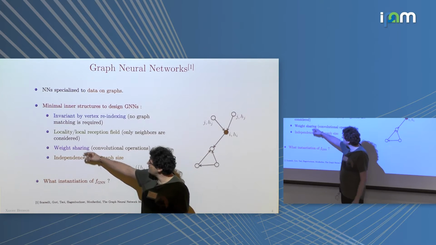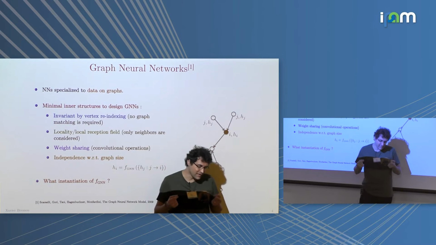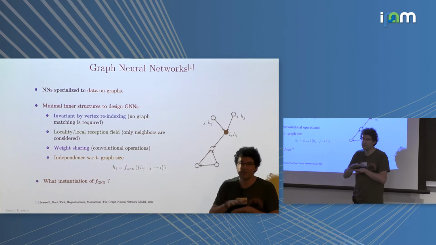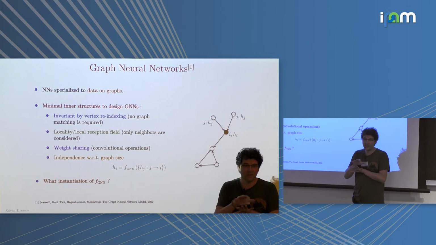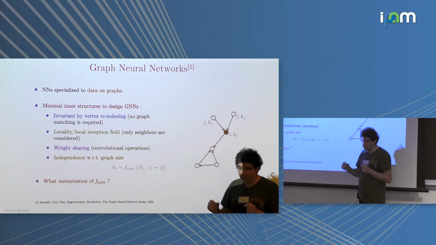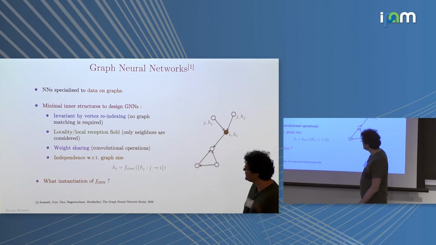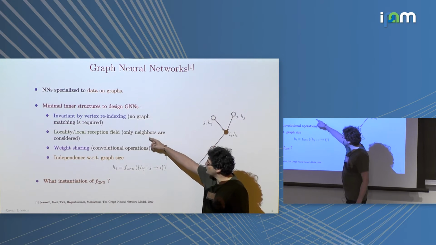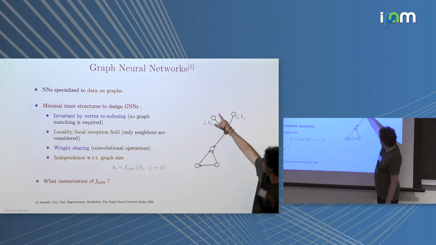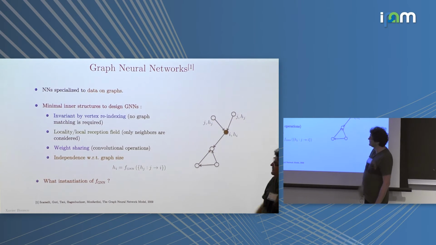The second thing you want is locality. We know locality, for example, if you do computer vision, this is very important. You want somehow to only look at the local neighbors first. So for this, it's easy. You just need to look at the neighbors of your vertex. So if you have a vertex i, you are interested in the neighbors. So for example, these two vertices.